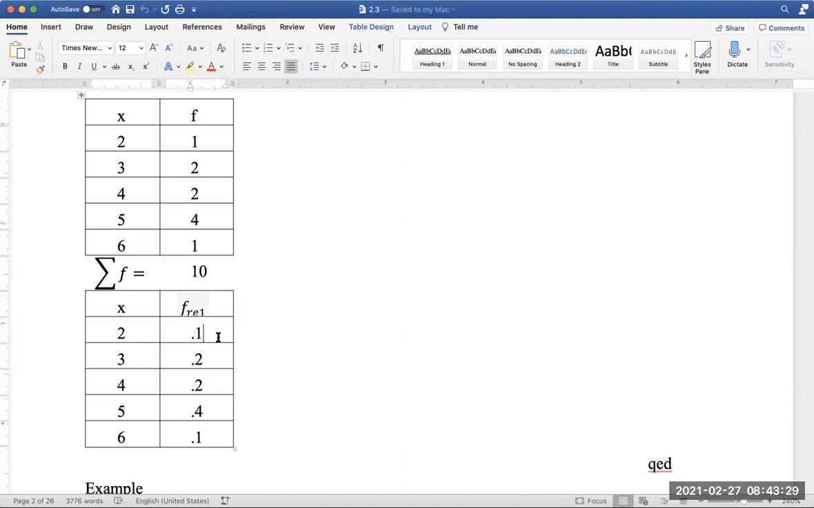So let me do my relative frequency. That was misspelled. And so my relative frequency. So 1 divided by 10, 0.1, 2 divided by 10, 0.2, 0.2, 4 divided by 10, 0.4, 1 divided by 10, 0.1. And this is my relative frequency distribution.